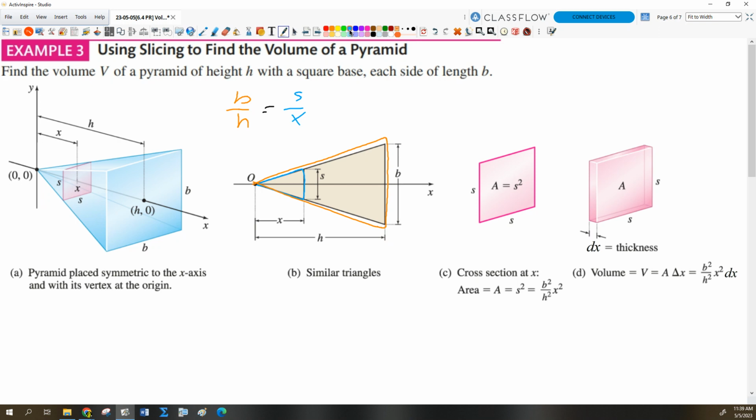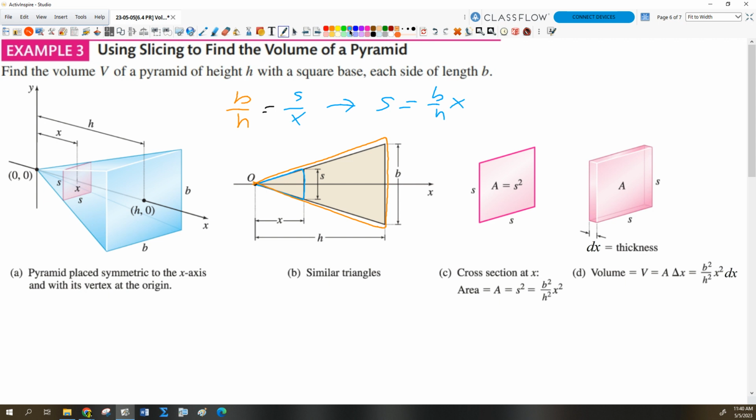Okay, everybody see that? So if I solve for s, s is going to be equal to b over h, those are just constants, right, times x. So the width of each individual slice is just going to be b over h times x, right? And the cross-sectional area is a square, right? S is the length of one side of that square cross-section. So A of x is just going to be that squared, s squared.